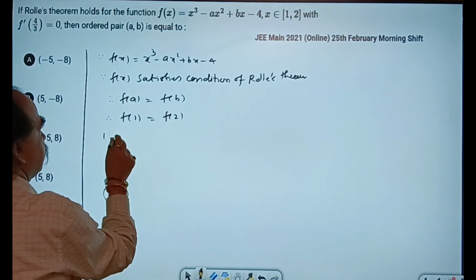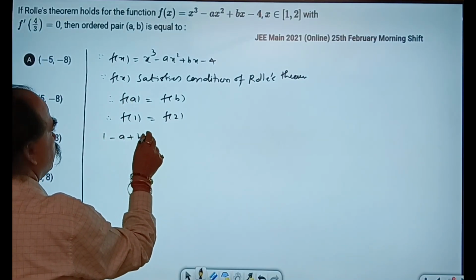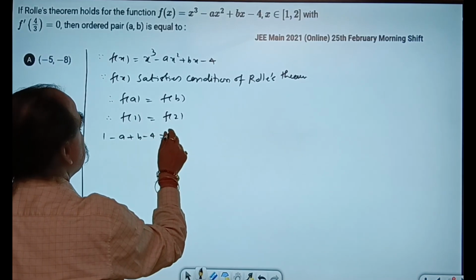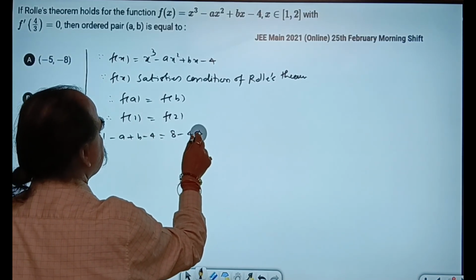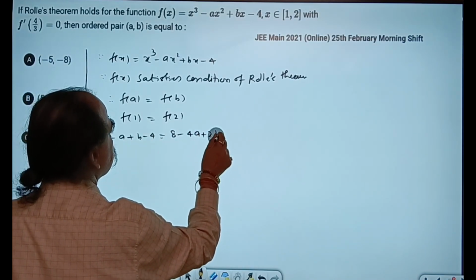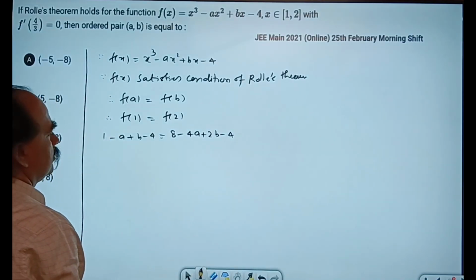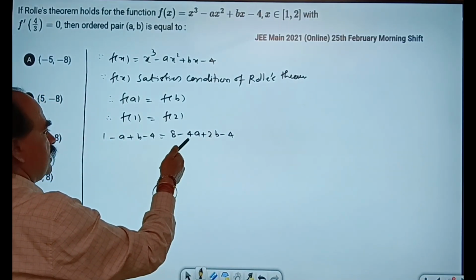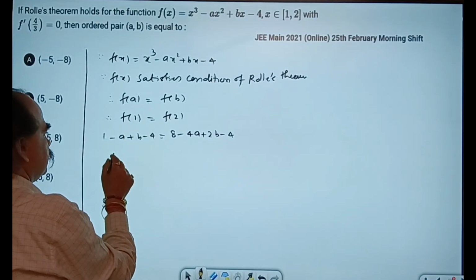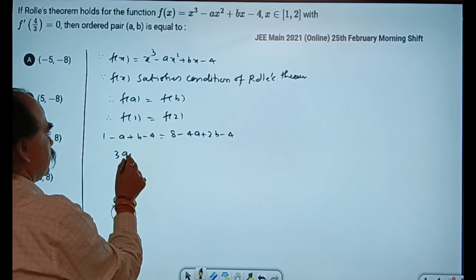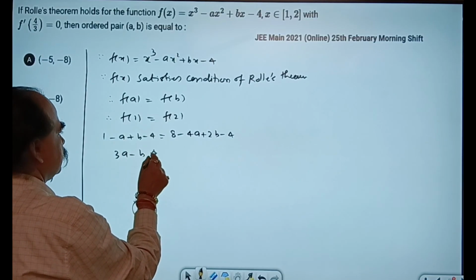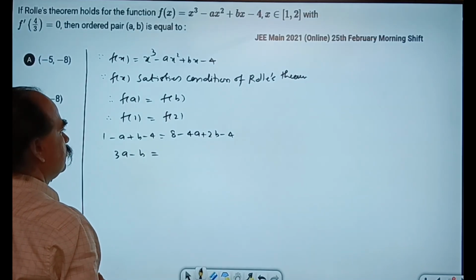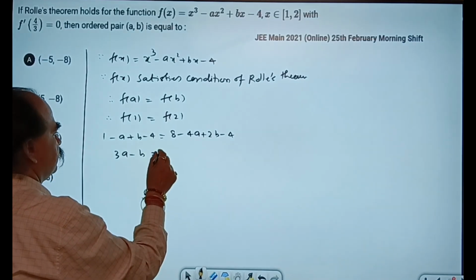So 1 minus a plus b minus 4 is equal to 8 minus 4a plus 2b minus 4. Minus 4 we can cancel from both the sides. Bring 4a and 2b on this side. So 3a minus b is equal to 8 minus 1, 7.